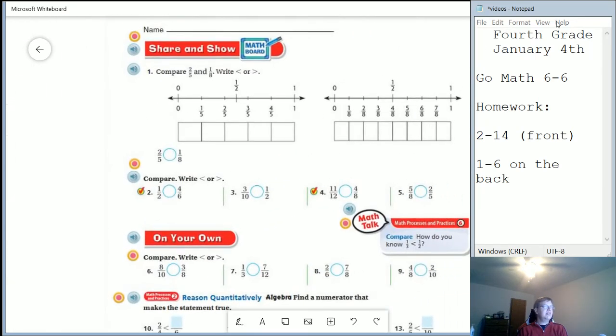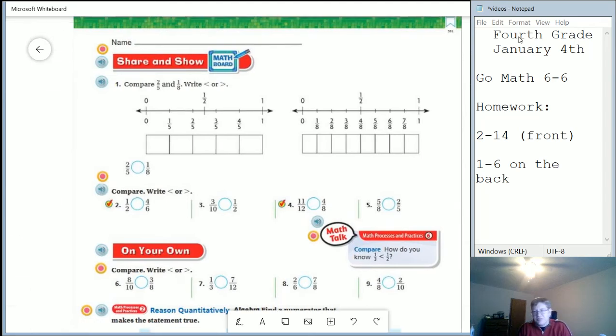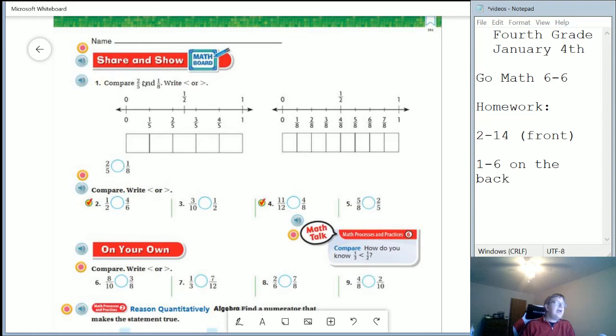So let's go ahead and switch to our next page. And we are going to be looking at share and shows. So we have our fraction strip and kind of line graph here to help us. So go ahead and take a look at number 1. There are 2 different parts to this. So we have a left-hand part and a right-hand part, and we're going to use those to compare 2 different fractions that do not have the same denominator. So go ahead and pause if you need to.